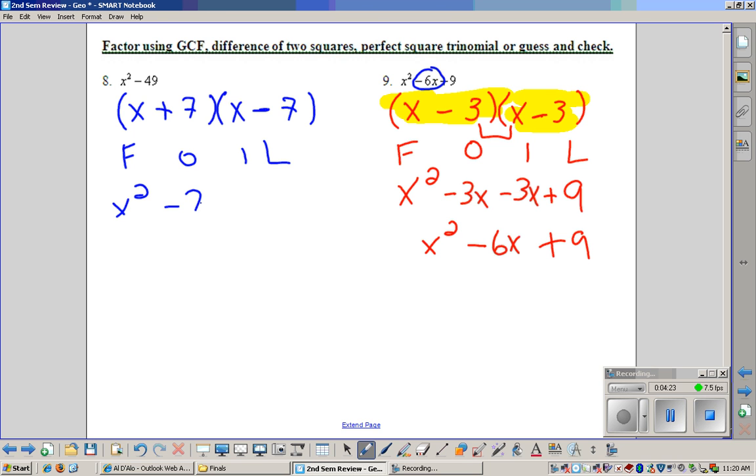x squared minus 7x for the outside plus 7x for the inside. And the last numbers are negative 49. And to combine these, you get the original. These cancel out: x squared minus 49. So these are the factors of x squared minus 49.